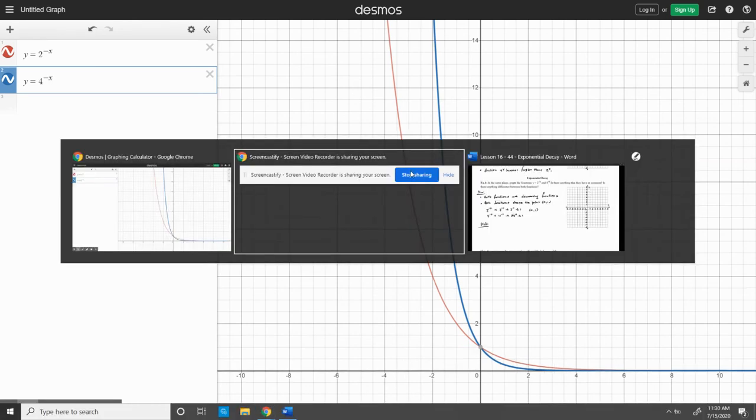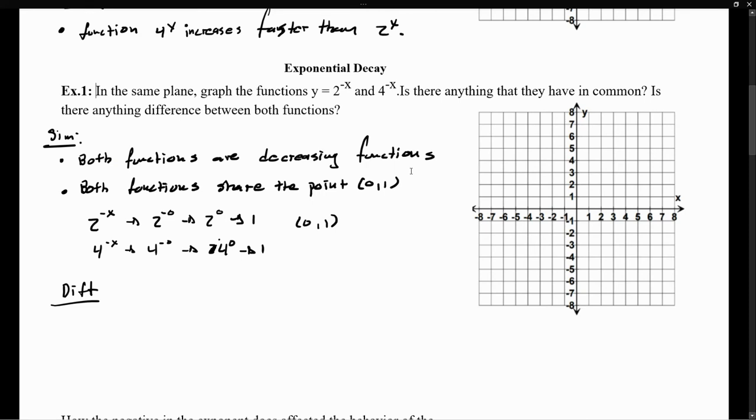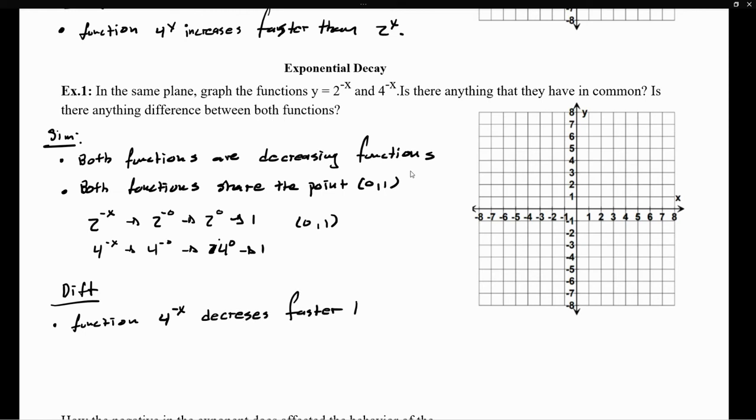So let's write that down. So now we can say that there's a big difference. And that difference is that the function 4 to the negative x decreases faster than 2 to the negative x. And we'll explain algebraically why that is true. But at least this seems to be the difference between both of them. It's just the rate that they both are decreasing.